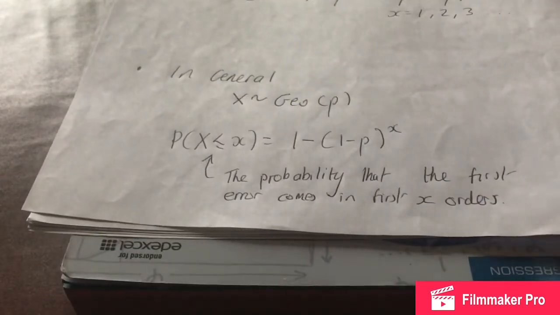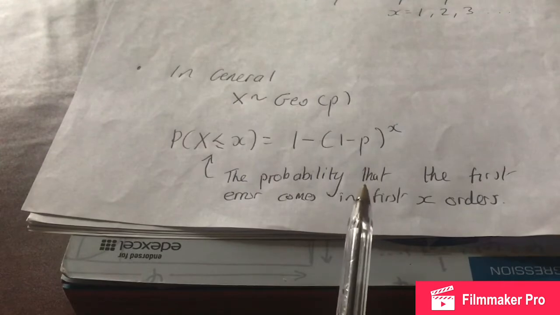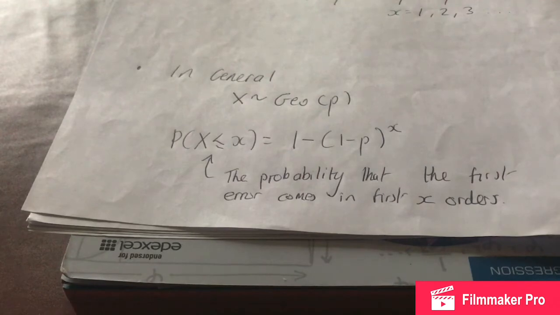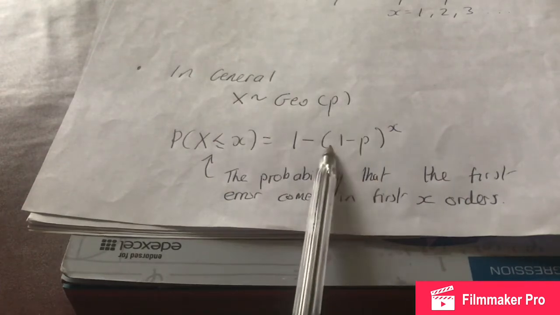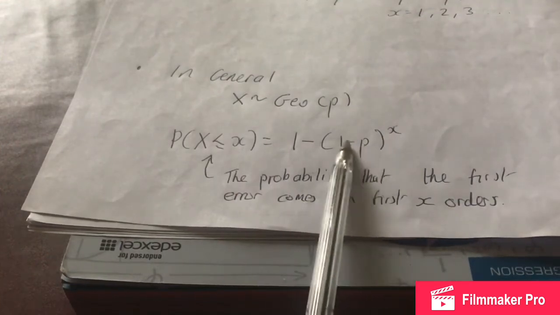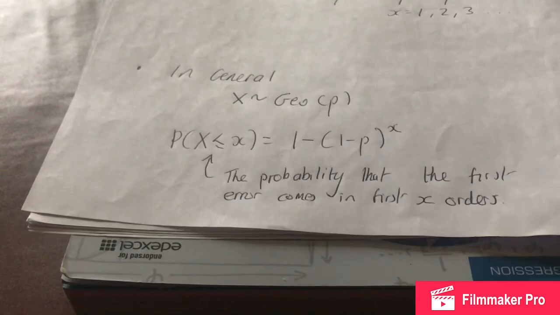Now let's consider quite an interesting cumulative version of it: the probability that the first error comes in the first x orders. So let's say I want the probability that the first error is anywhere in the first 10 orders. Well, what's the opposite of that? Sometimes it's easier to find the opposite, and the opposite of that is 10 error-free orders. So that would be 1 minus (1 minus p) to the power 10. The probability of no errors to the power 10 is the opposite, so I do 1 minus that. So those are your key formulae for this topic.